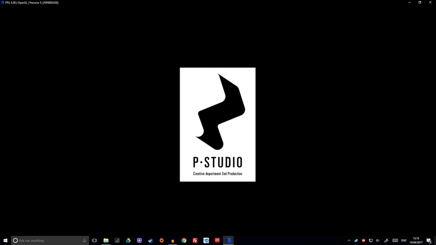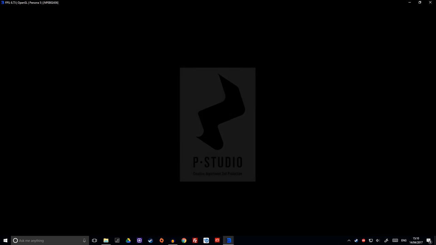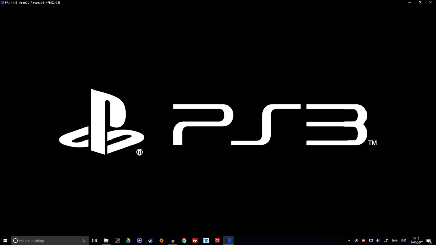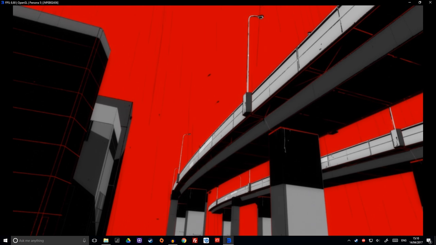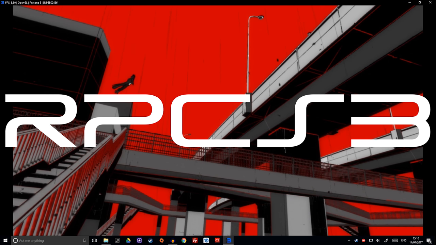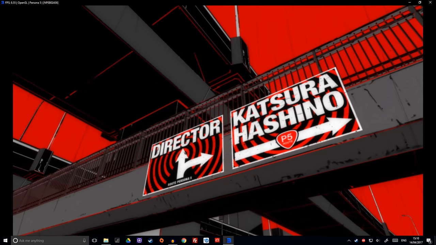And in this one today, we're going to be looking at us playing Persona 5 on the PS3, but we're playing it on the PC. We're emulating it, and we're utilizing the emulator RPCS3, that basically plays PS3 games on our PCs.